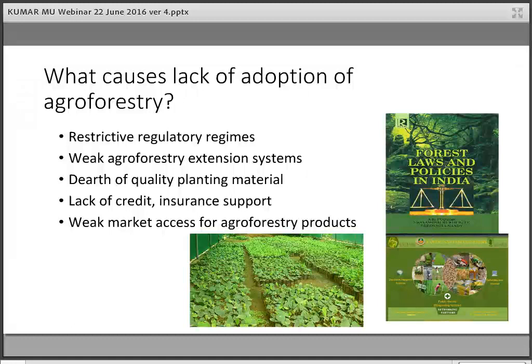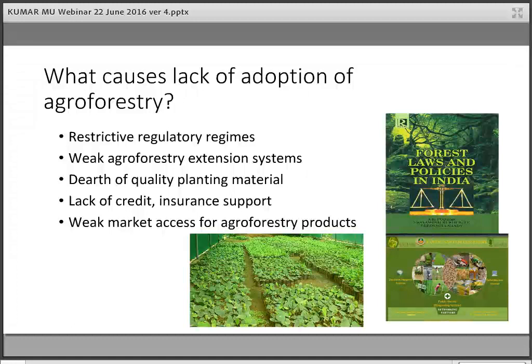Then there are also weak agroforestry extension systems. The state agriculture department and the state forest departments in India are generally not considered to be the best agencies for providing agroforestry extension. There is hardly any agency that can give agroforestry extension as of now. So this is yet another major factor that causes lack of adoption of agroforestry.